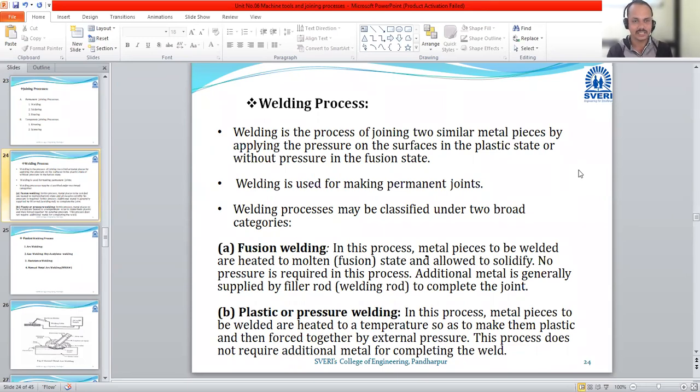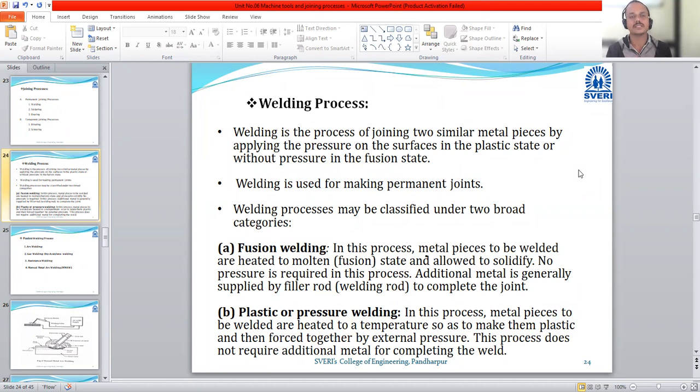Another one is plastic or pressure welding. In that we increase the temperature of the workpiece, at that point where we have to join the material, up to the plastic level of the material. Then we apply pressure on that. So after cooling, this point gets joined.